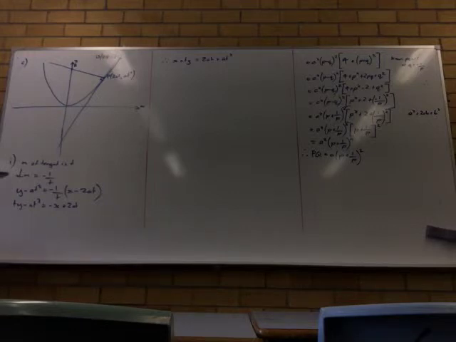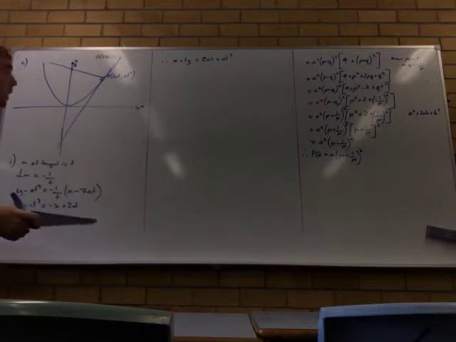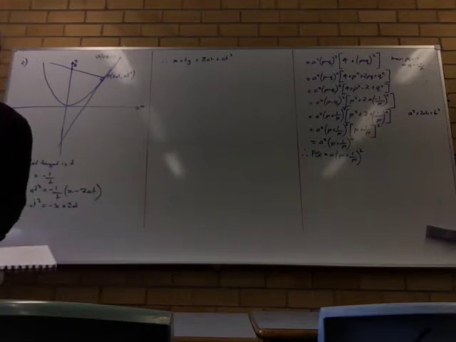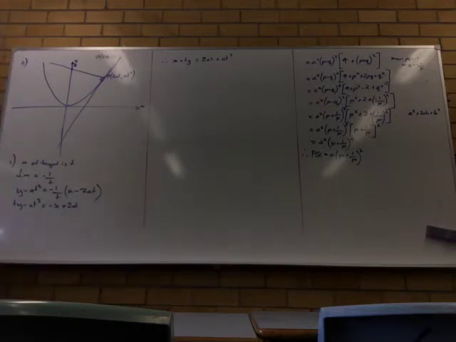Okay. This normal meets the y-axis at Q. We need to now find the coordinates of Q. How am I going to do that? Seriously, think about it. What can you tell me about the coordinates of Q? X equals 0.